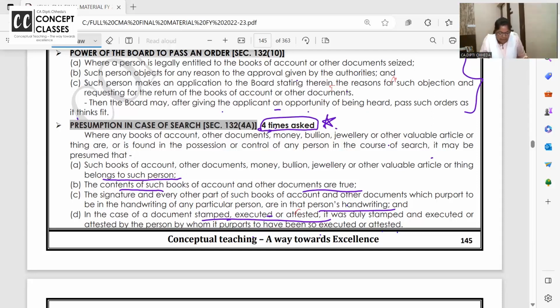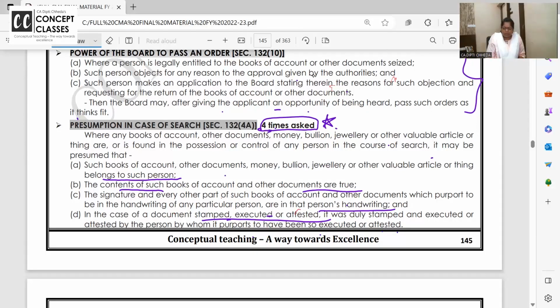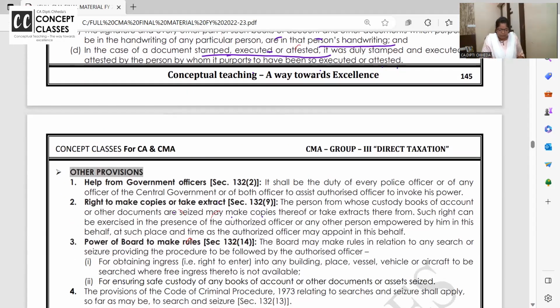Okay. Presumption in case of search. Look at the language once again. I want to read it because you may be asked to write it the same. Where any books of accounts, documents, money, bullion, jewelry, valuable articles are found in possession or control, it may be presumed that the books of accounts, money, bullion, jewelry, valuable articles belong to such person. The contents of such books of accounts and other documents are true. Signature on every other part of the books and other documents belongs to the person. And in case of documents stamped, executed, it was duly executed by the person whom it purports to have been. So these are the 4 assumptions.